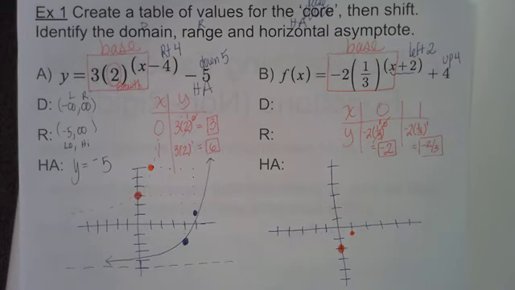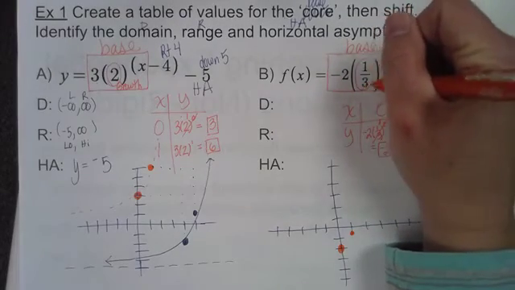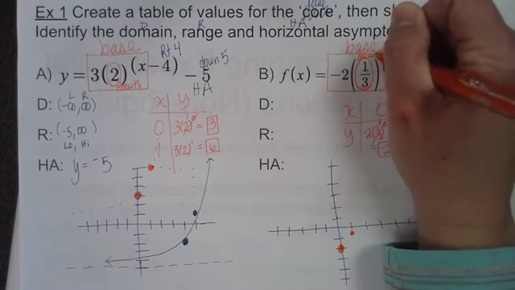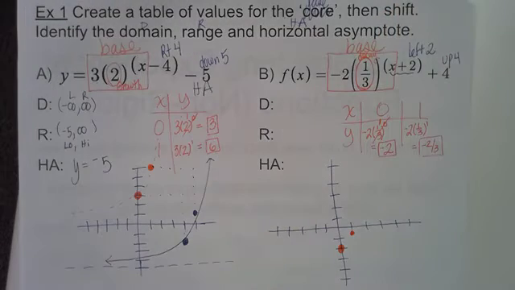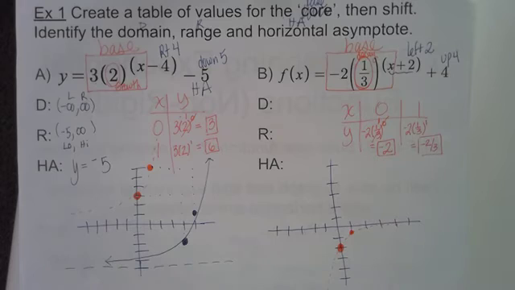Ladies and gentlemen, is this exponential growth or exponential decay? Decay. Right here, our base is 1/3. That would be a decay value because it's between 0 and 1. So this is a flipped decay function. So it's decaying closer to that horizontal asymptote.